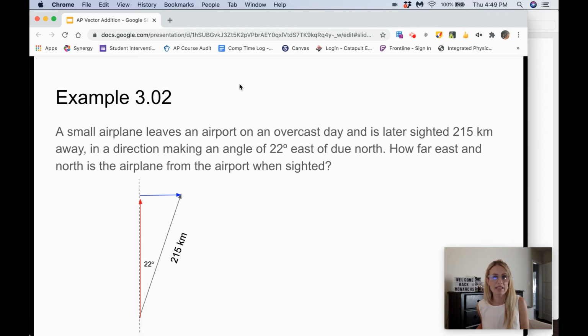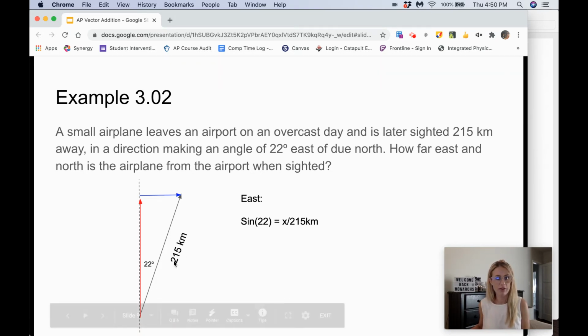I'm going to call the east vector, which is horizontal, x, and I'm going to call the north vector, which is vertical, y, just to make it a little bit easier. So let's find east first. Now, I know that that east vector is opposite that angle. So since it's opposite, I'm going to use the sine. So I say the sine of 22 degrees is equal to x, which I'm substituting for the east vector because it is horizontal, divided by 215 kilometers because it's opposite over hypotenuse, right?